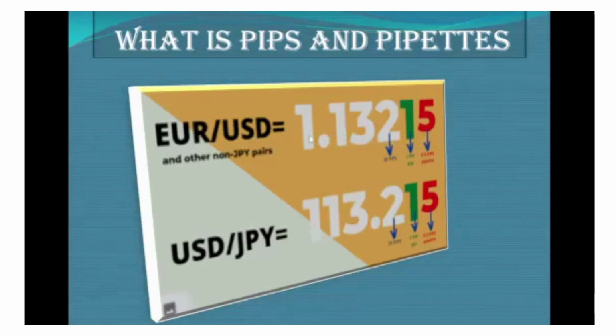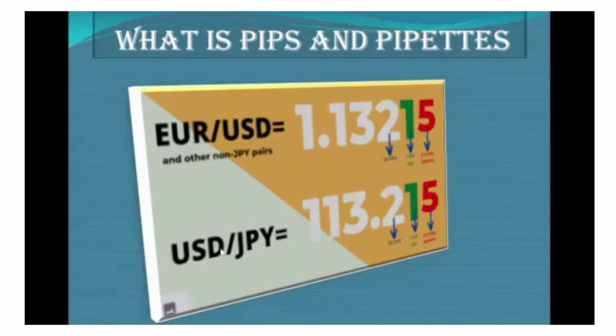So if the market moves from 1.1321 to 1.1322, it moved 1 pip. That is what it means. Same thing is applied here. Now this is determined to be pipet because this pair has a Japanese yen.